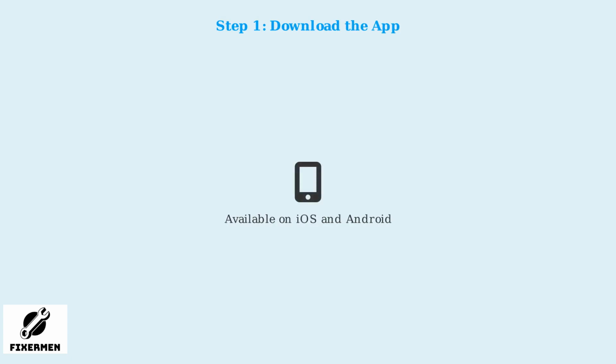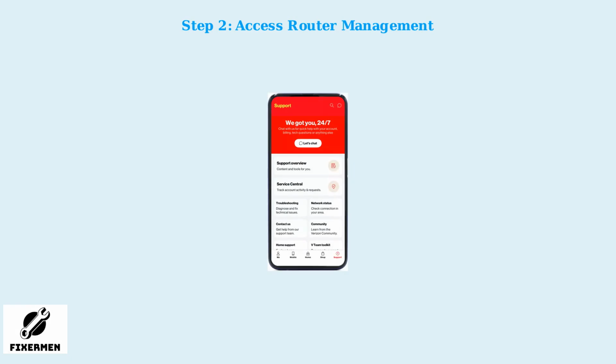Verizon is increasingly pushing users towards app-based router management to simplify the process and avoid direct login complications. The My Verizon app allows you to handle basic router settings, check network status, and troubleshoot issues remotely. First, download the My Verizon app from your device's app store. It's available for both iOS and Android devices. Once installed, log in with your Verizon account credentials. From the app, navigate to the Router Management section.